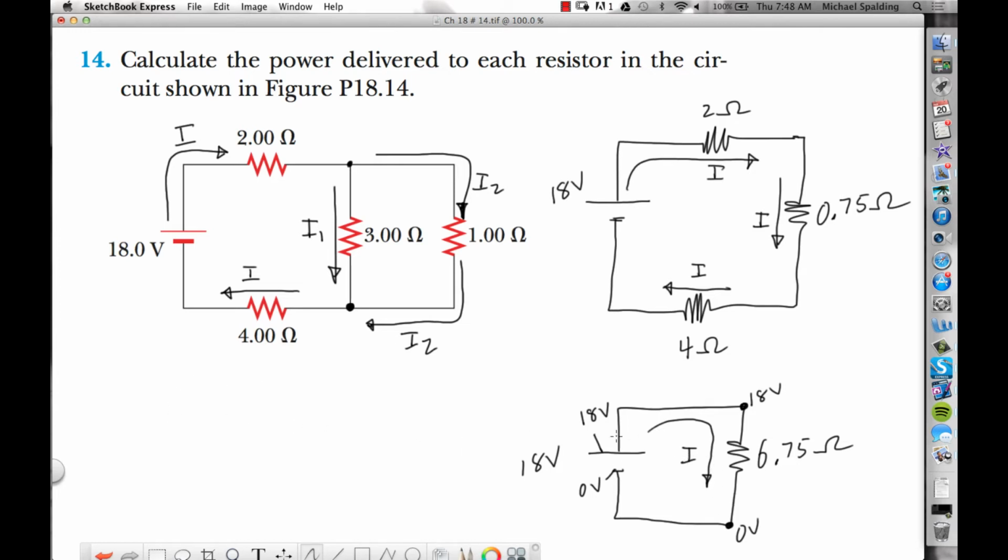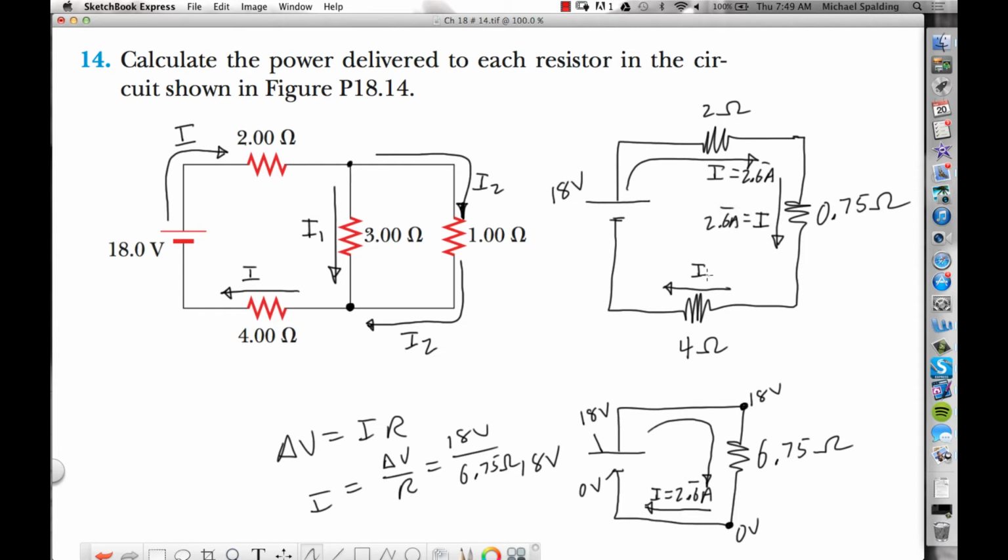So now to find I, you go delta V equals IR. That's Ohm's law. So I is delta V over R. We have 18 volts across that resistor, and then the resistance is 6.75. So this gives us a current of 2.6 repeating. So I, the current here in this diagram, is 2.6 amps repeating, which means up here it's 2.6 amps repeating as well.